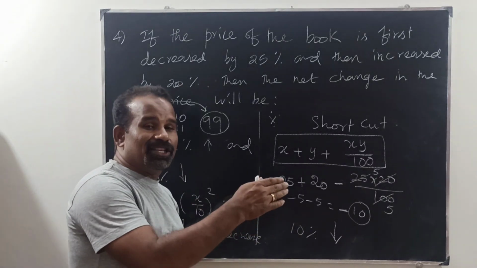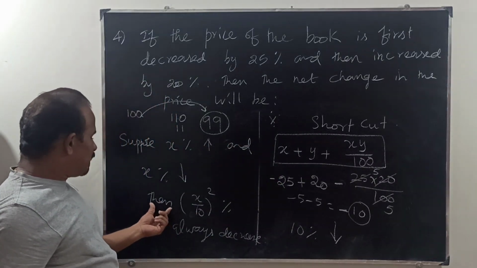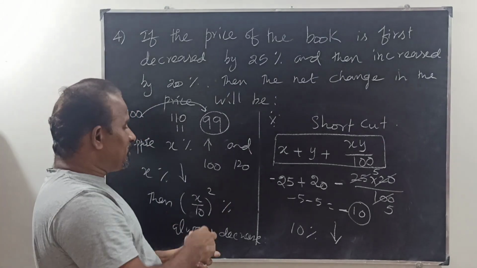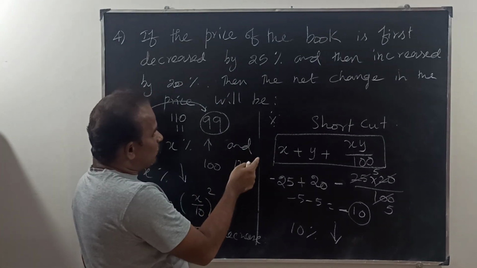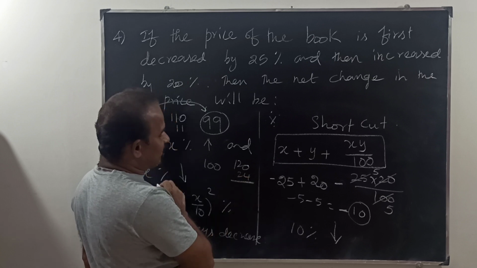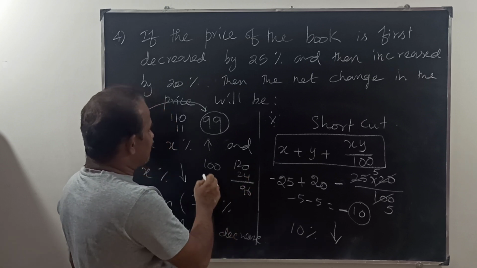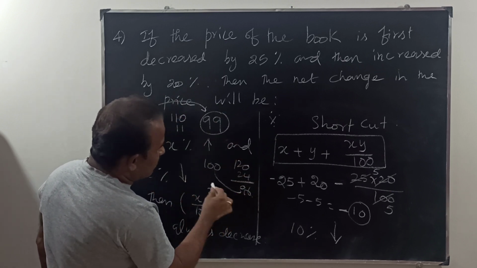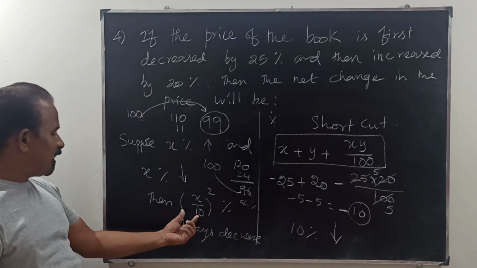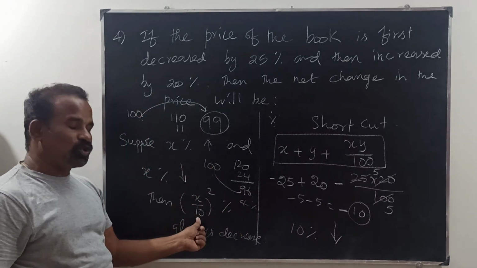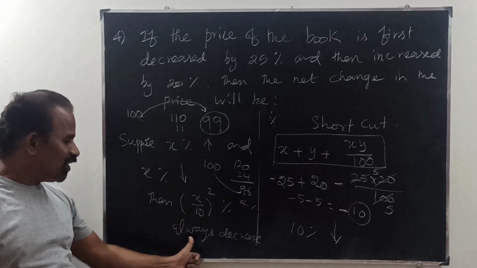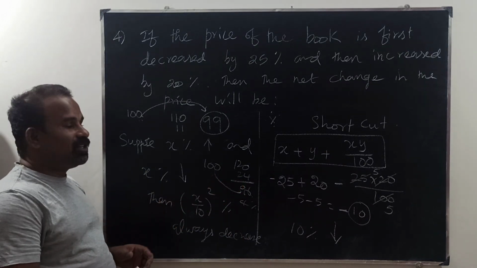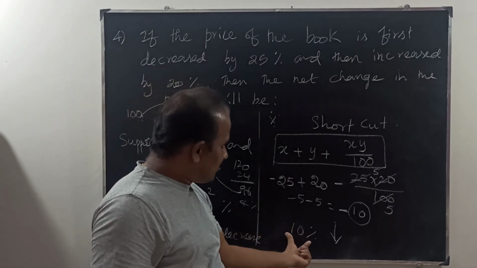Suppose 20% increase, 20% decrease. Suppose this is 100, 20% increase means 120. 20% decrease: 10% is 12, 20% is 24, so I subtract 24. Therefore you will be getting 96. 100 becomes 96, therefore 4% decrease. You substitute here X is equal to 20. 20 by 10 is 2, 2 the whole square is 4. 4% always decrease. Okay, so this is the concept. This is a shortcut. So therefore, for this question the answer is 10% decrease.